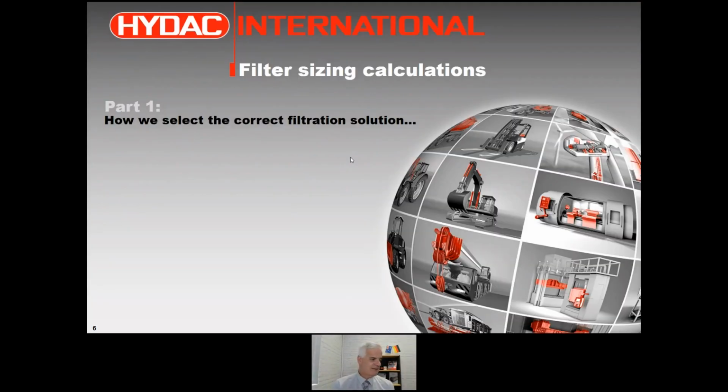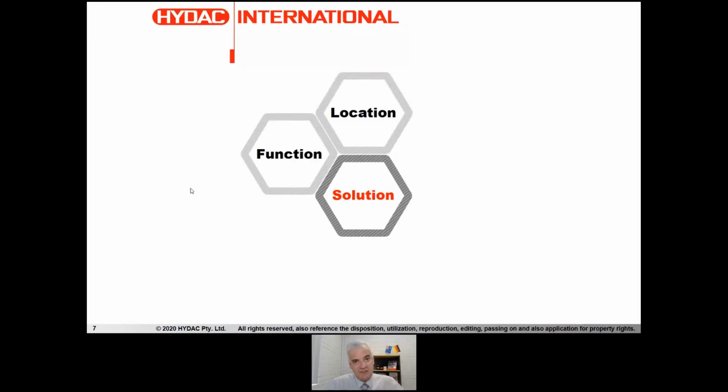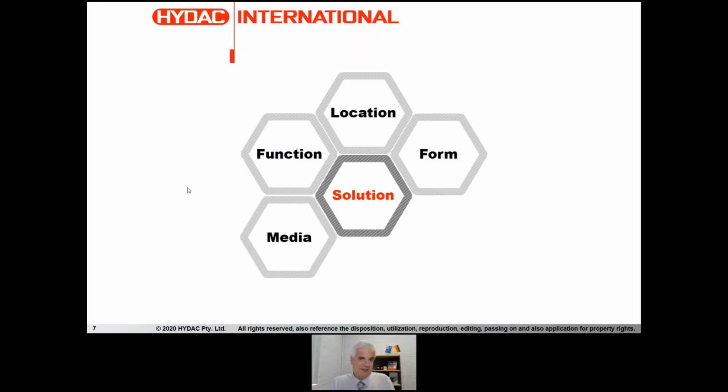Okay, so let's keep going. Part one, how we select the correct filtration solution. We did part one of this last week, and the solution is something that we're going to find with a few inputs and a few variables. There are some things that we have to address. Just as a revision, the location of the filter, the function of the filter, the form of it. The three of them together are really the what it is. Then the media, and that was the subject of last week's webinar.